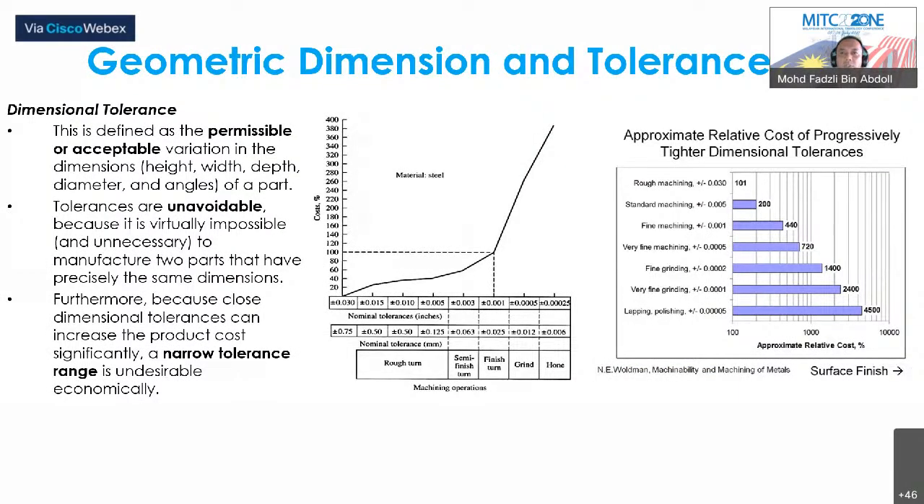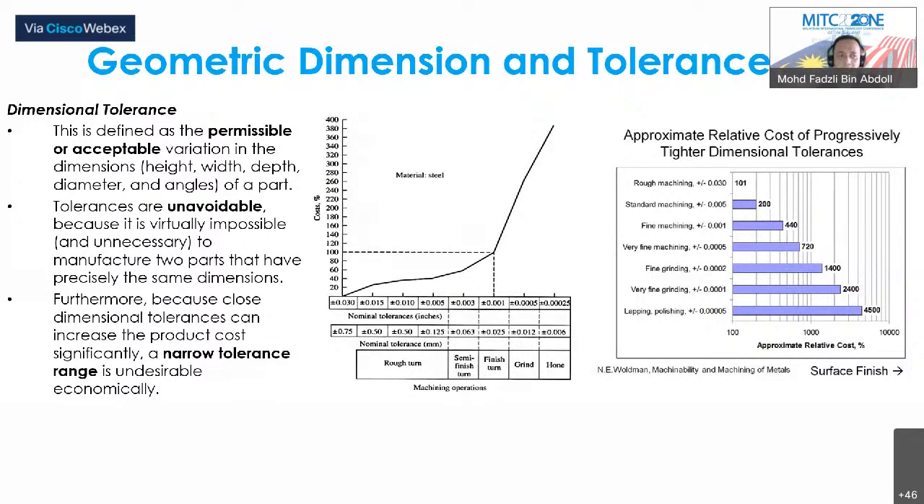Okay, this is the geometric dimension and tolerance. Dimensional tolerance is defined as the permissible or acceptable variation in the dimension, height, width, depth, diameters, and also the angles. And then tolerance is unavoidable, because it is virtually impossible and unnecessary to manufacture parts that have precisely the same dimension.